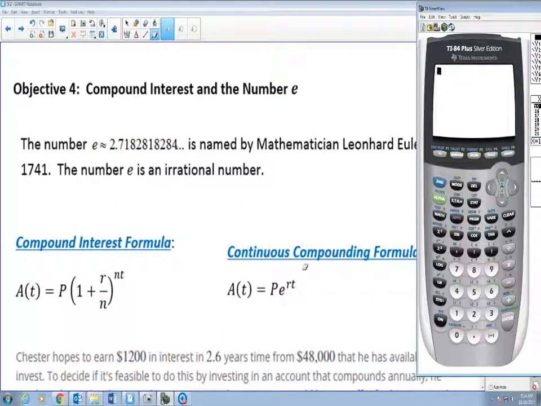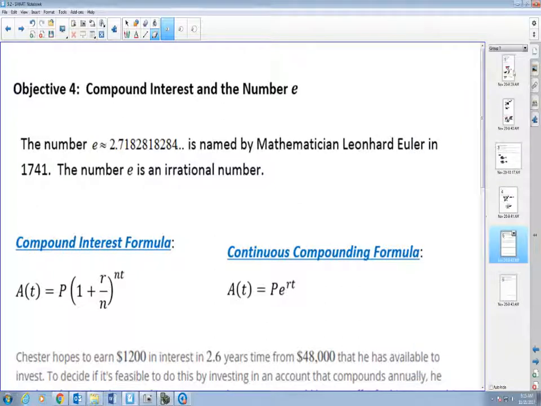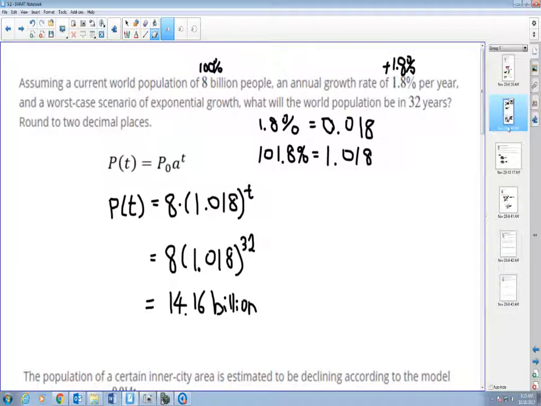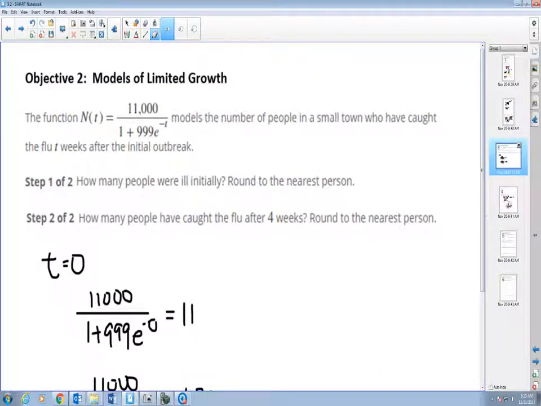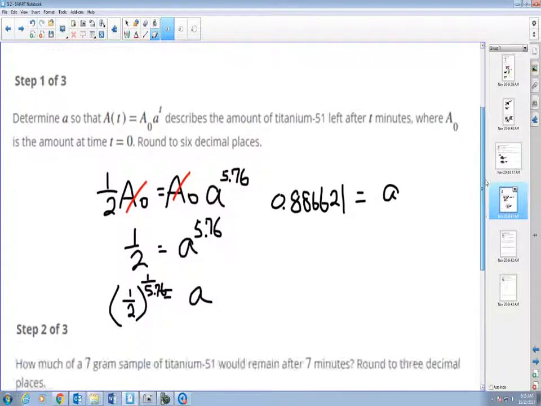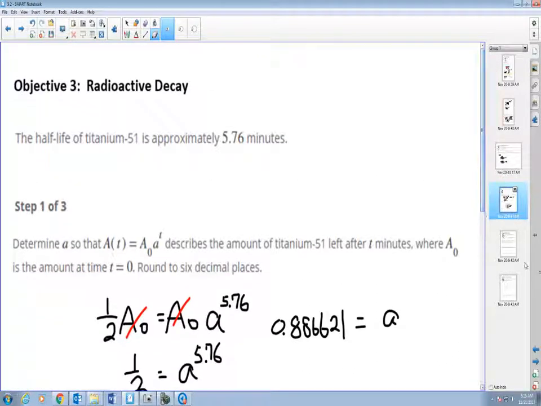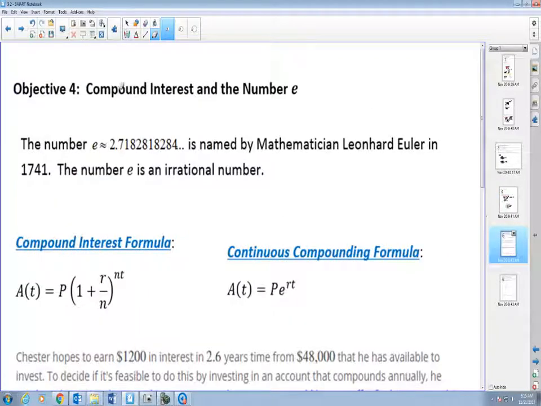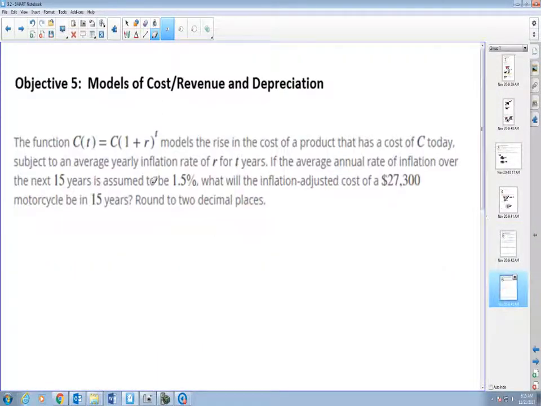Welcome to College Algebra. In this lecture video, we are going to continue with section 5.2 with our applications of exponential functions. We went through the population growth, the limited growth, and the radioactive decay type of problems. In this lecture video, I want to talk to you a little bit about compound interest type of application, and we're going to do some models of cost, revenue, and depreciation type of application problems.